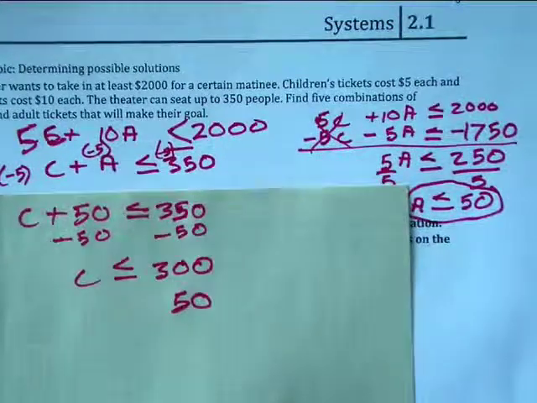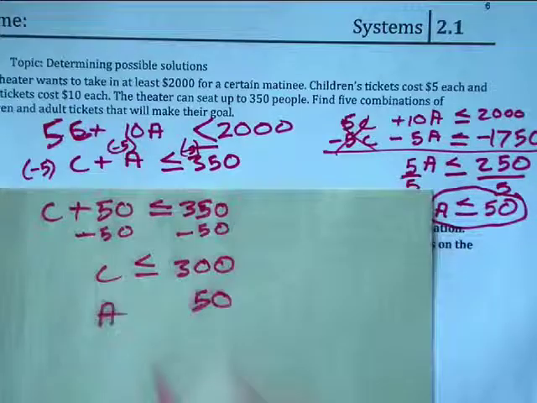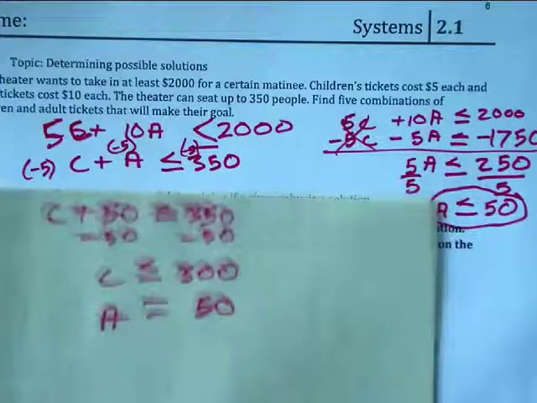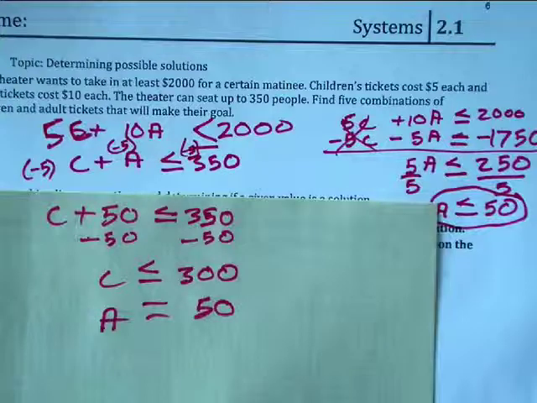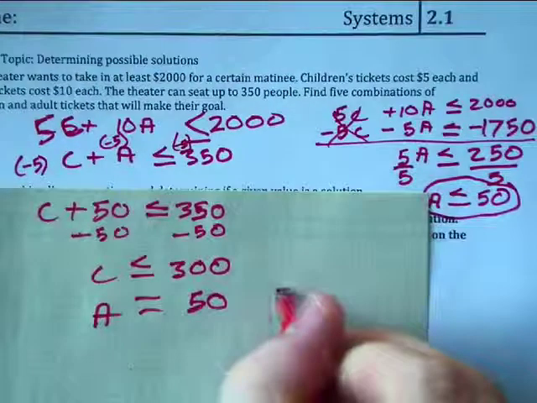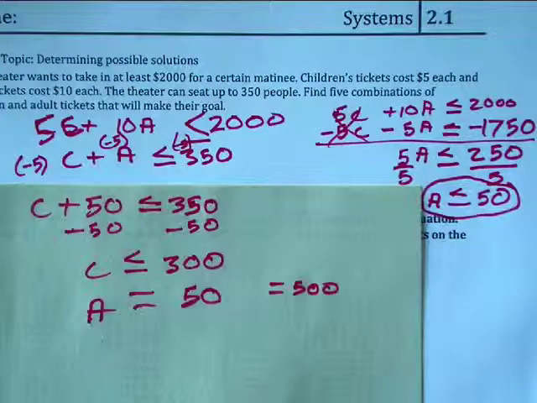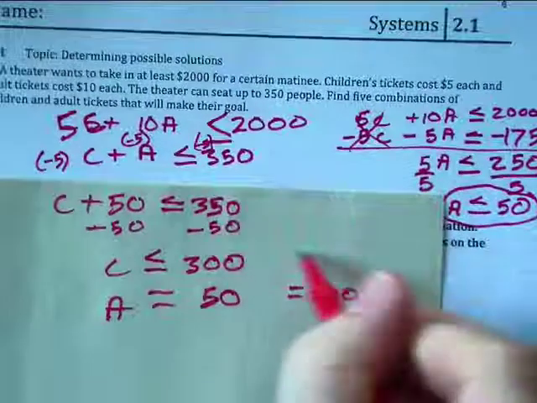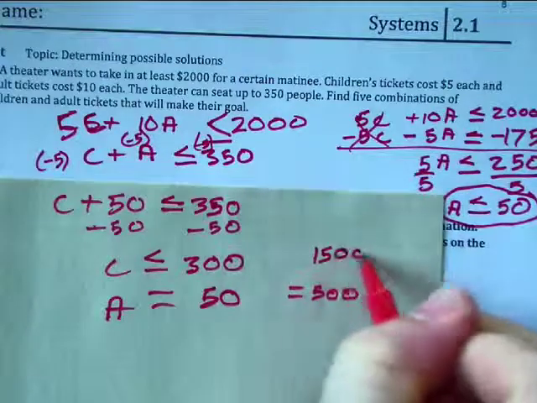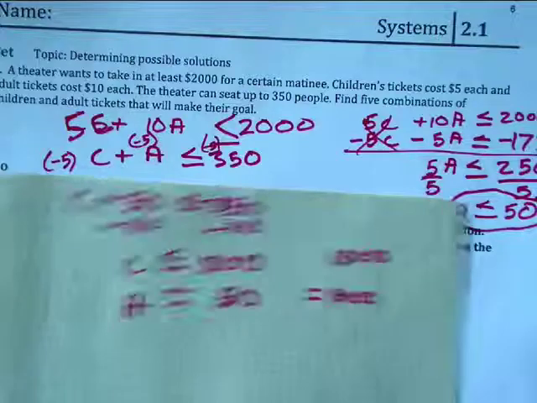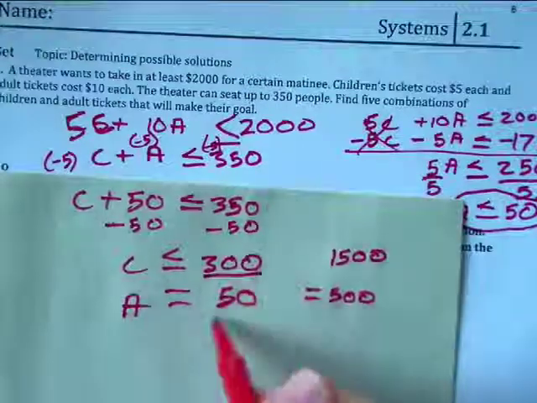Remember, our goal is simply $2,000. If we have 300 children and 50 adults, what would that get us? Well, 50 times how much are adult tickets? $10. That's $500. And the 300 children, their tickets are $5 each. That gets us 1,500. Add those together, that's 2,000. So yes, we can have 350.